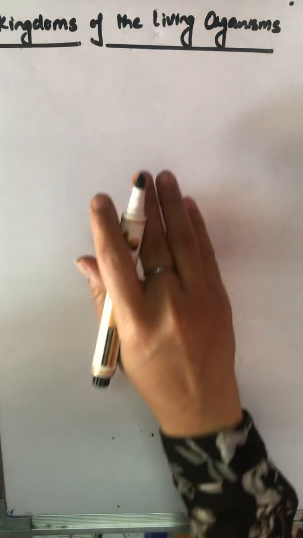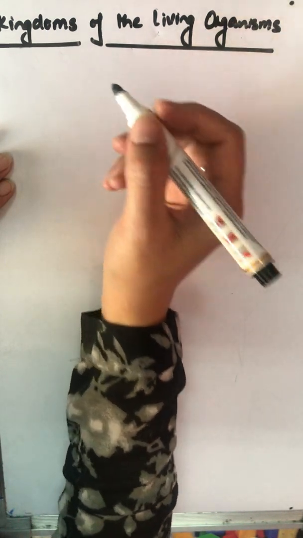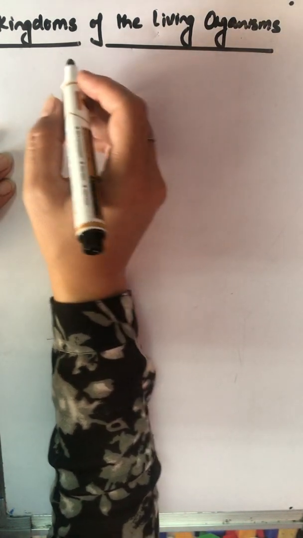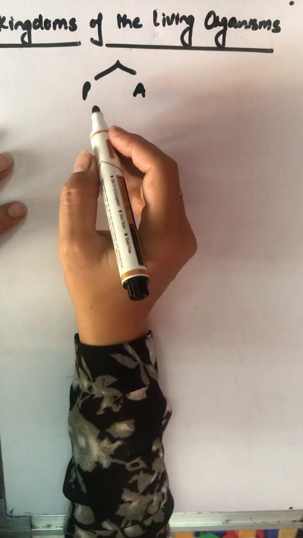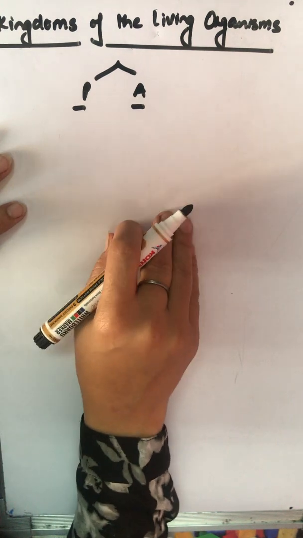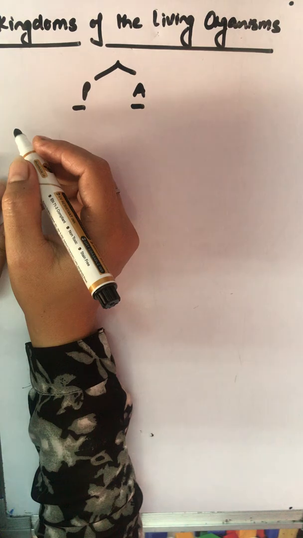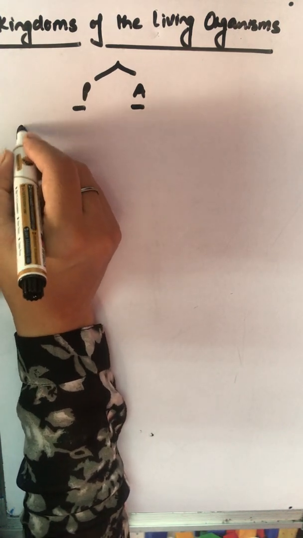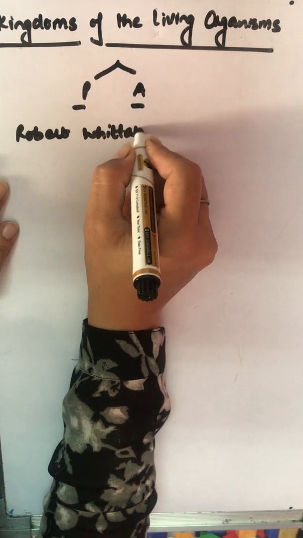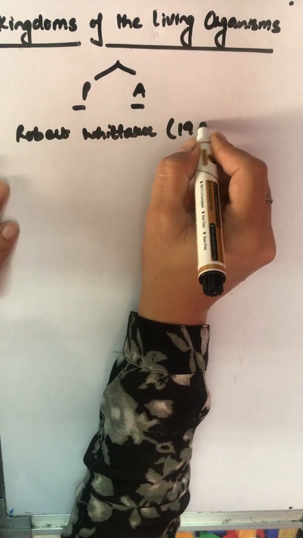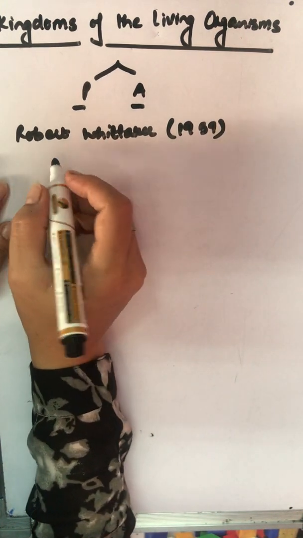Now, we are starting with kingdoms of the living organisms. When we talk about kingdoms of the living organisms, first of all, we classified into only Plantae and Animalia. But then further classification, the studies moved it further for the five kingdom classification, which means Robert Whittaker, he raised the four kingdom classification to five kingdom classification.